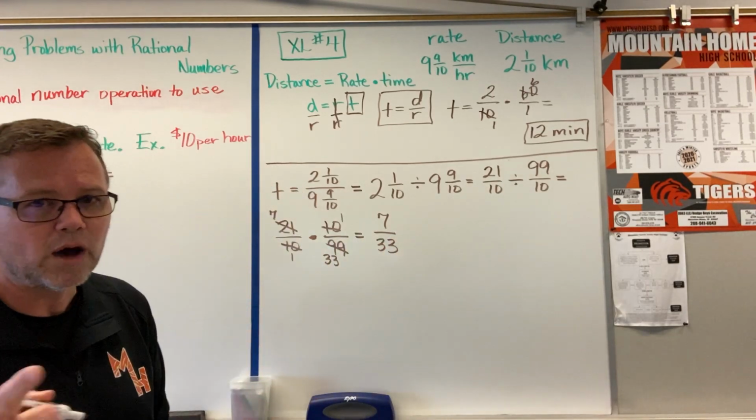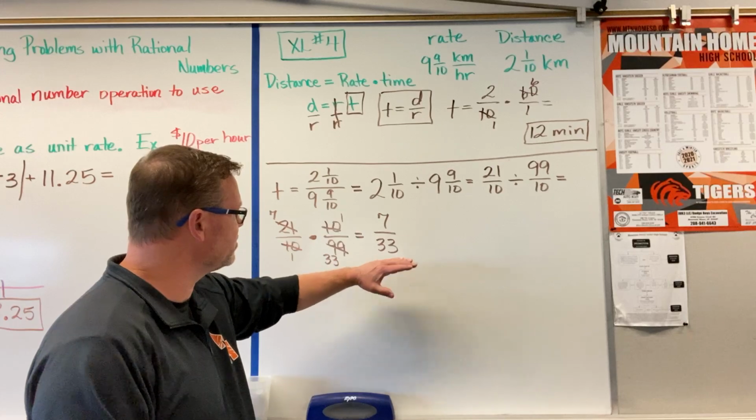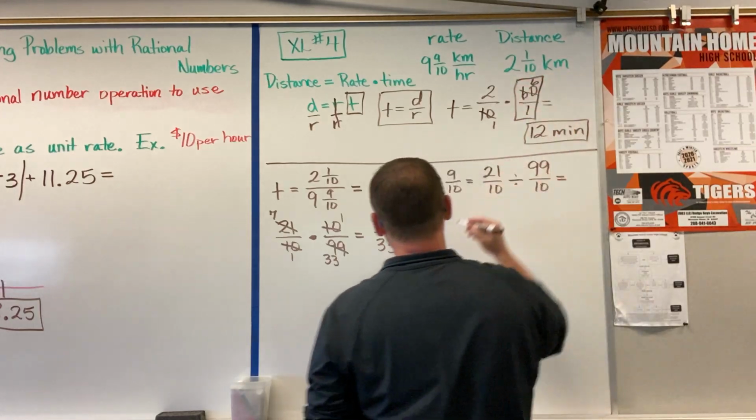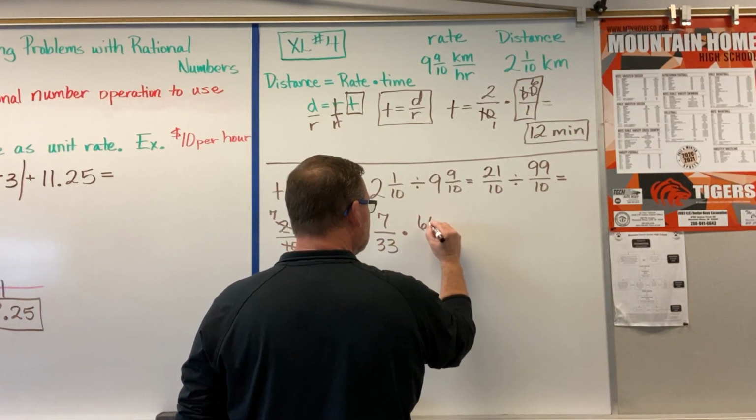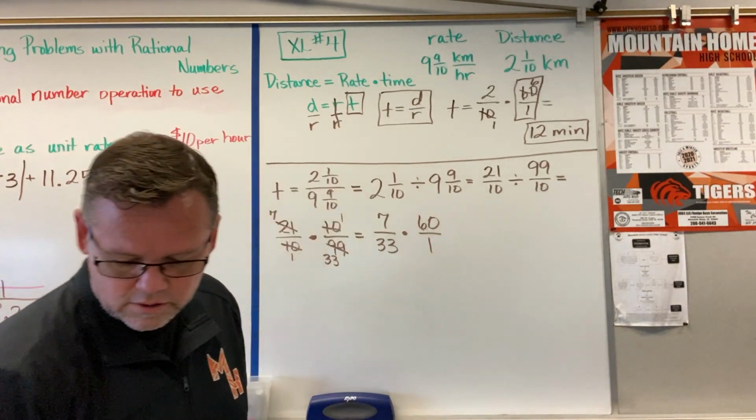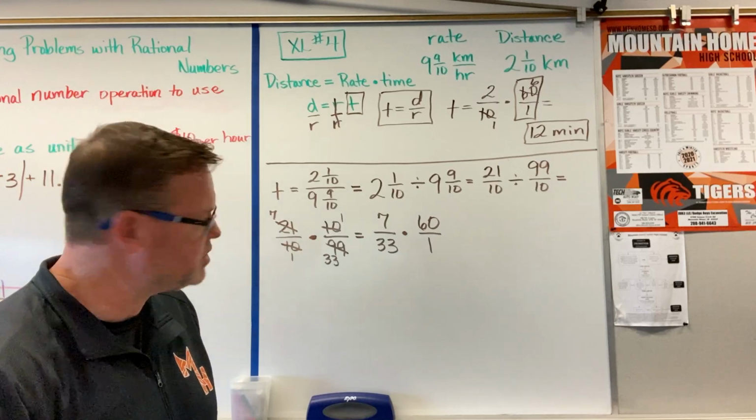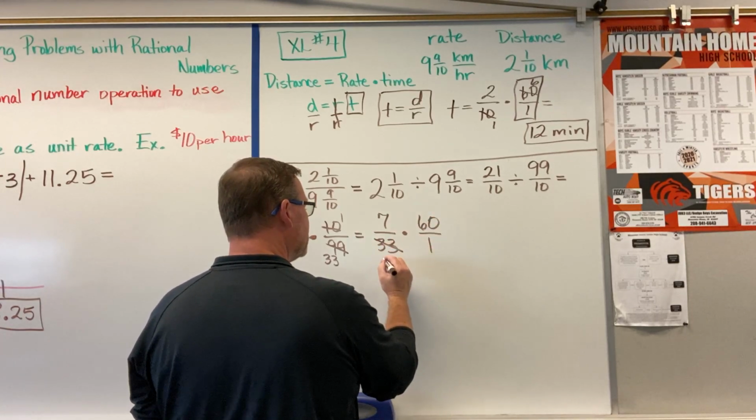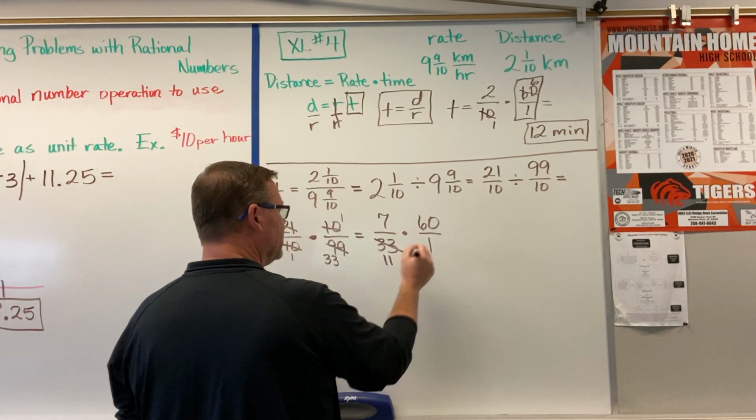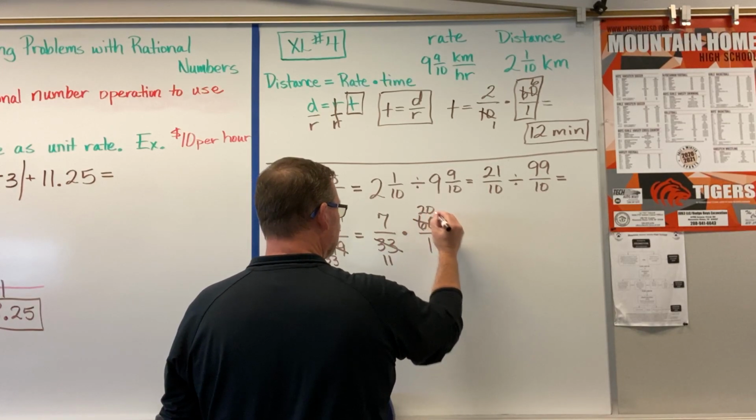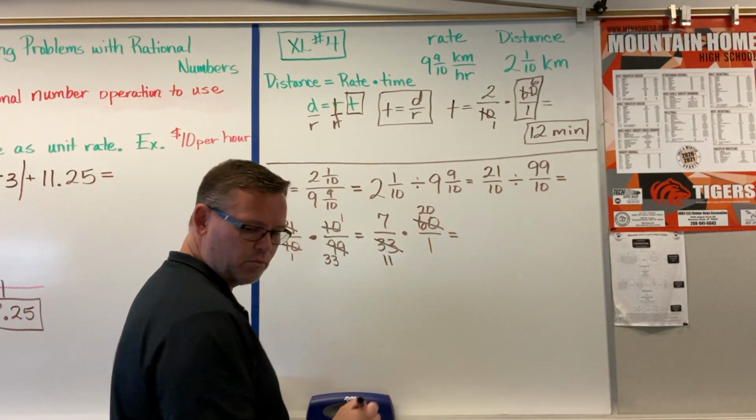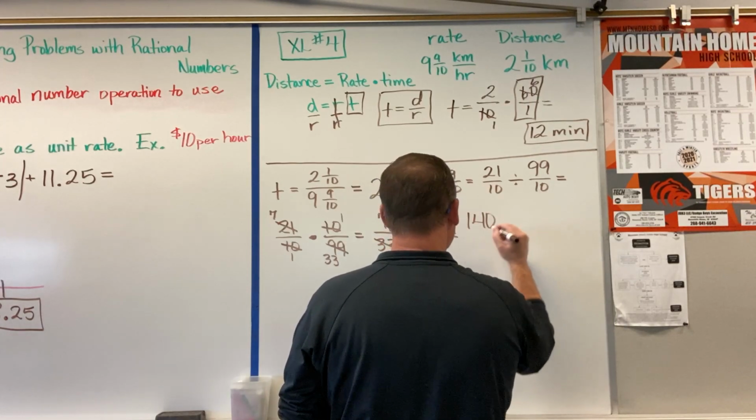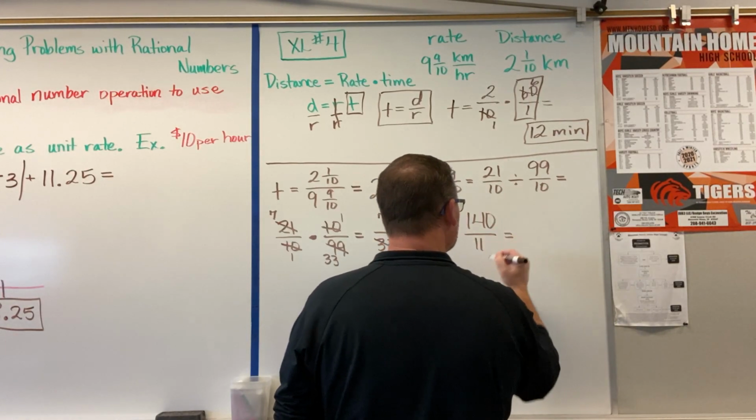Now this is where we do that one step that I talked about. This is 7/33 of an hour, but they want it in minutes. Okay? This is where we use this right here. We multiply by 60 over 1. Okay? Now, when we multiply by 60 over 1, we're going to cross cancel again. We can do this both by 3's. So this is 11, 33 divided by 3 is 11, and 60 divided by 3 is 20. We can't do any more. So now I'm going to multiply and I'm going to have a larger number. And this is going to be 140 over 11. Now this is an improper fraction, okay?